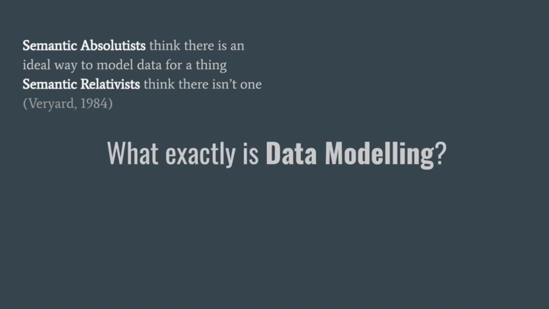The debate was out there for quite a while. Here we've got an example from 1984 where data modelers were divided by a paper into semantic absolutists and semantic relativists. So absolutists think there is one ideal way to model a piece of data, and we just need to discover it. While relativists think there isn't one. There are multiple versions of what could be an acceptable solution.